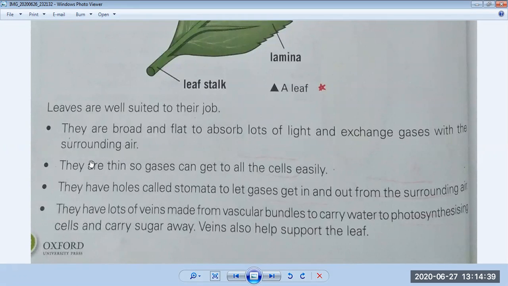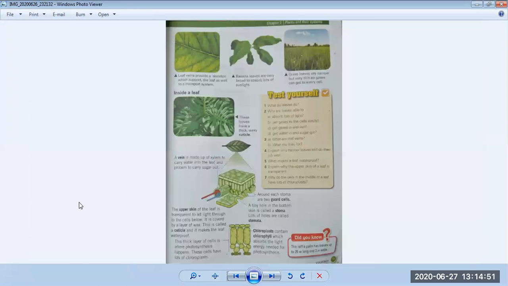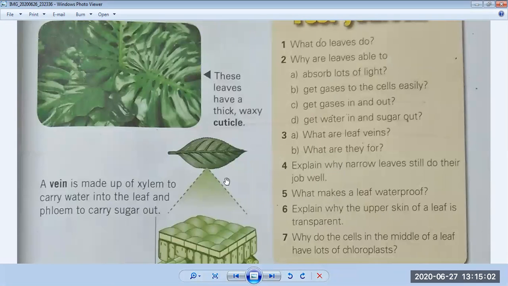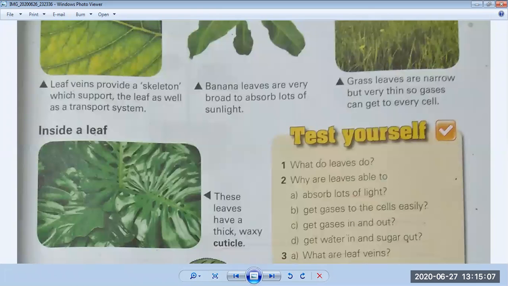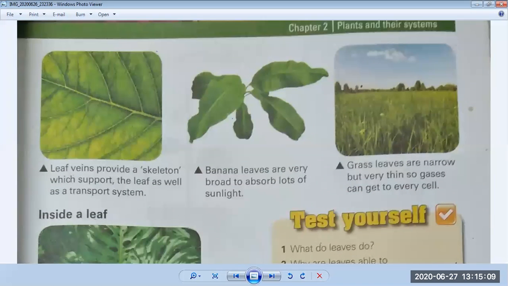So these are the four functions of the leaf, which is very important. Number 1, number 2, number 3, and number 4. So you have to keep in your mind and you have to learn these functions in your book. Okay, come to the next page. This is also a very important page you are watching on your screen. You can also see in your book. Okay, you can see here some more things are important.